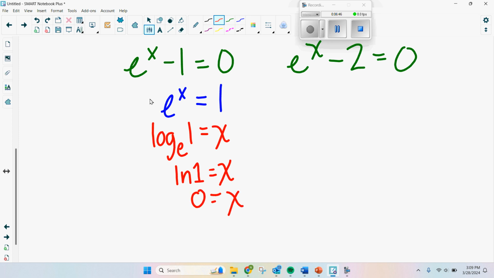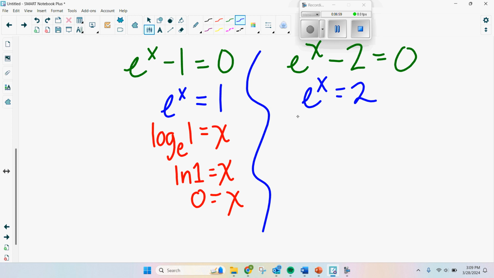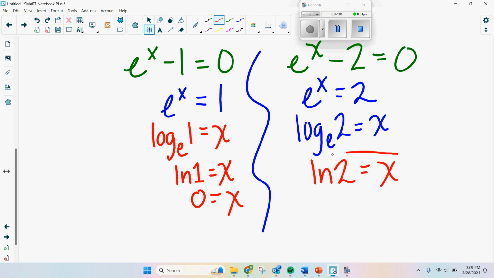And again, you might have been able to just think about that here in the blue, but with the second one, we're definitely going to need to rewrite it. So looking at this second factor, if I add 2 to both sides, I have e to the x equals 2. I'm going to rewrite this as log base e of 2 equals x. Remember that log base e is the same thing as natural log. And so I just get the natural log of 2 equals x, and I also have 0 equals x. I just solved each of those. You do not have to know what the natural log of 2 is. You can just leave it as natural log of 2.